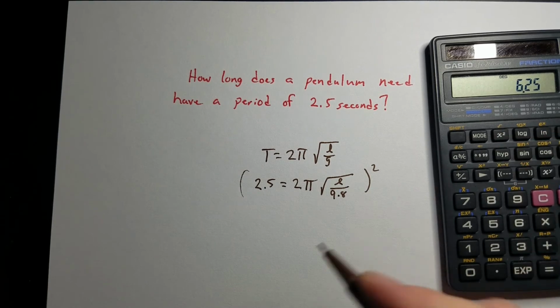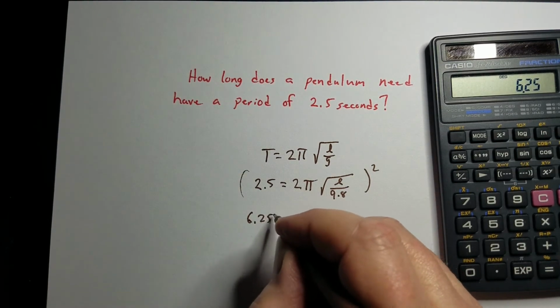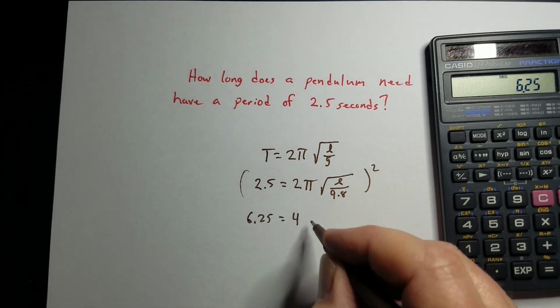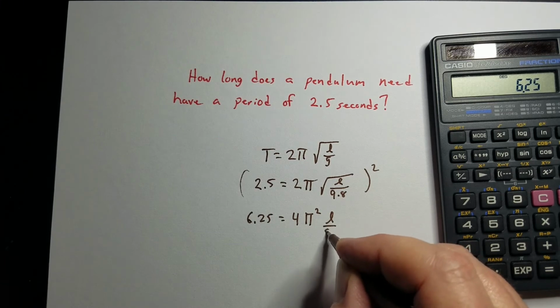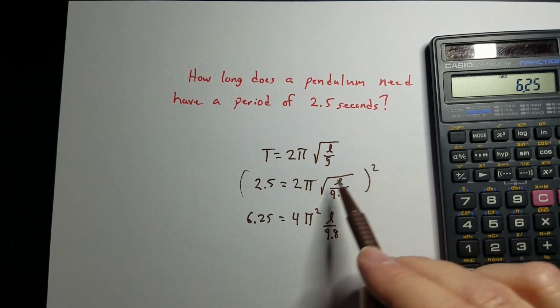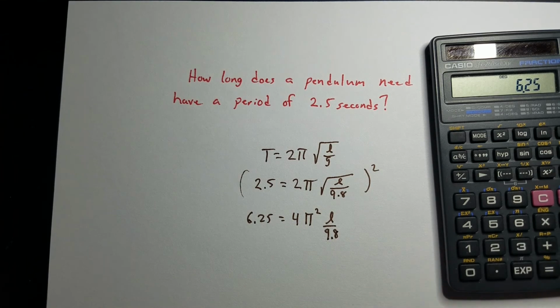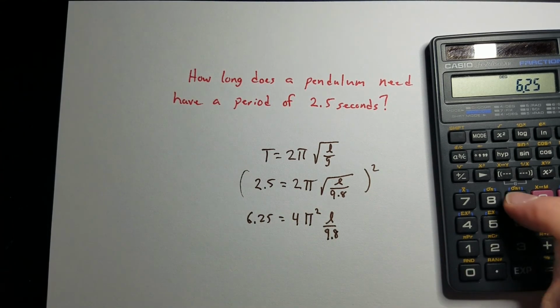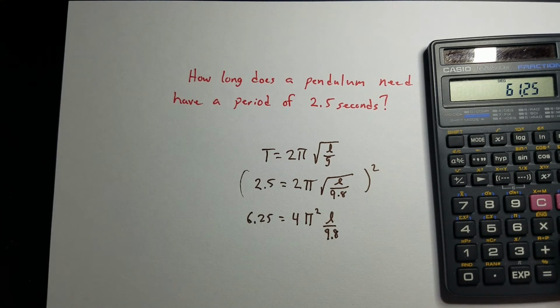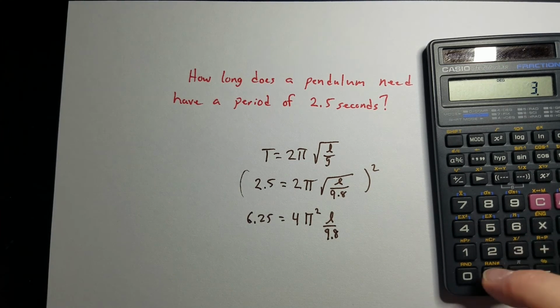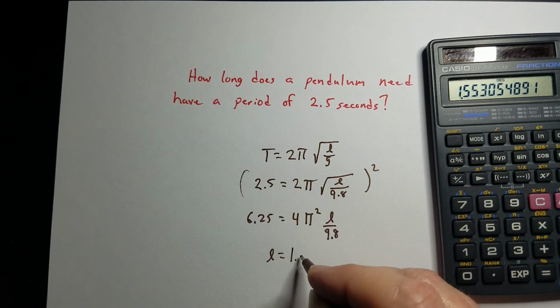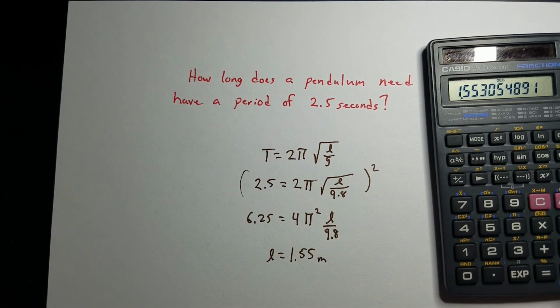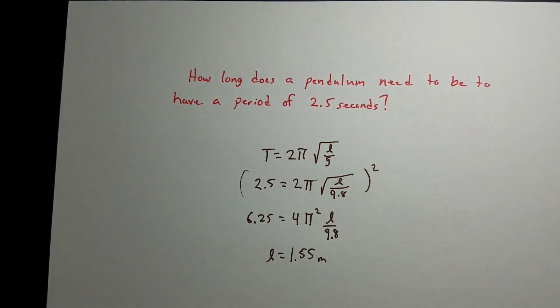So 2.5 squared becomes 6.25 equals 4, because we have to square the 2 too, pi squared as well, and we're just left with L over 9.8 because the square and the square root cancel each other out. And so we have 6.25 times 9.8. I'm going to move that over, divide by 4, divide by 3.14 squared, and we get that we need a length of pendulum to be 1.55 meters long in order to have that period.